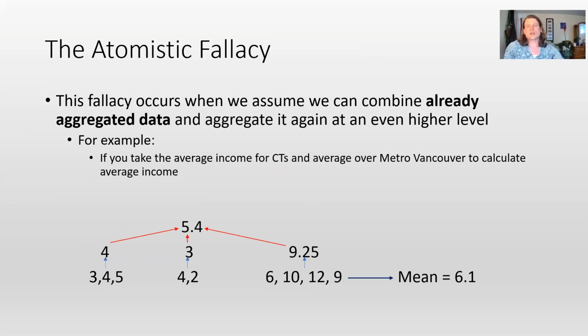Another issue that we have with aggregated data that also can be highlighted using US elections is the atomistic fallacy. This fallacy occurs when we assume that we can combine data that's already aggregated and aggregate it again at an even higher level. So for example, if you take the average income of census tracts in Metro Vancouver, and then average that again over Metro Vancouver to try and calculate the average income, you're going to end up with the wrong value.